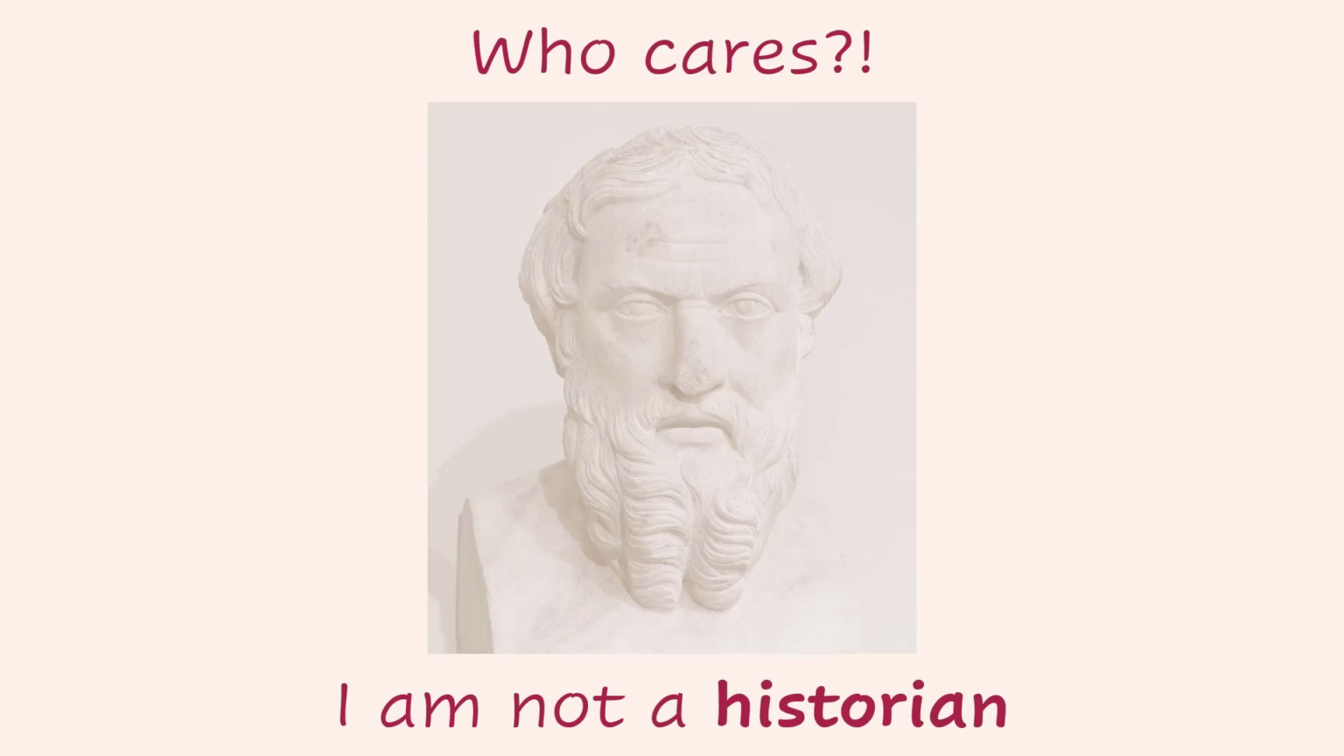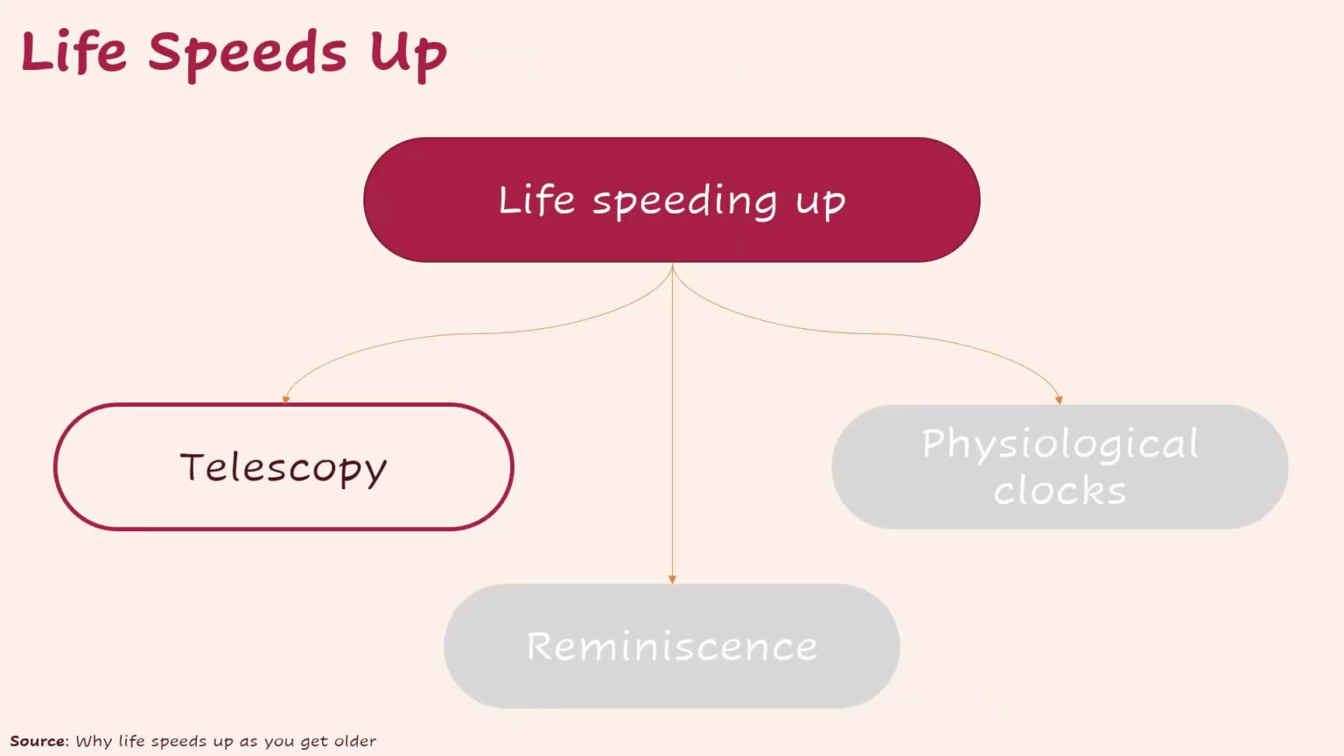What impact does the telescoping effect have on our lives? I struggled in this bias to find a serious implication, because honestly, who cares if we do not date things properly? We're not historians, but the reality is that the workings of this bias affects you in another way. In the book Why Life Speeds Up As You Get Older, Draaisma points out that the three mechanisms that have been identified and linked to the acceleration of the passing of years are telescopy, reminiscence, and physiological clocks.